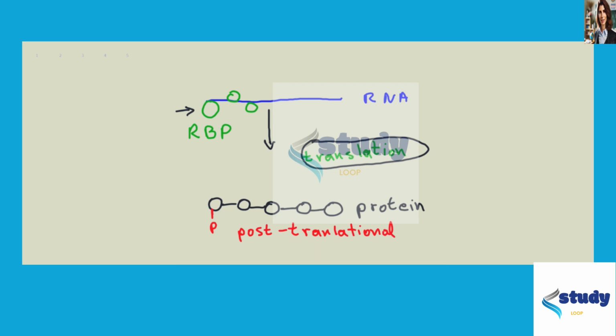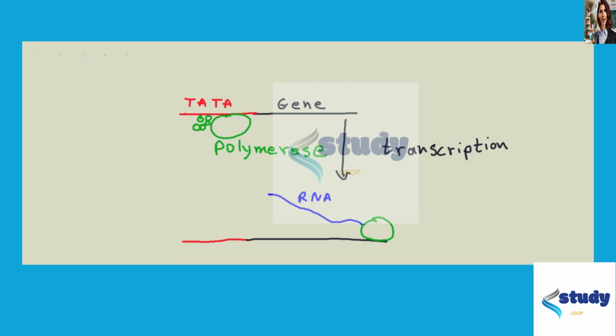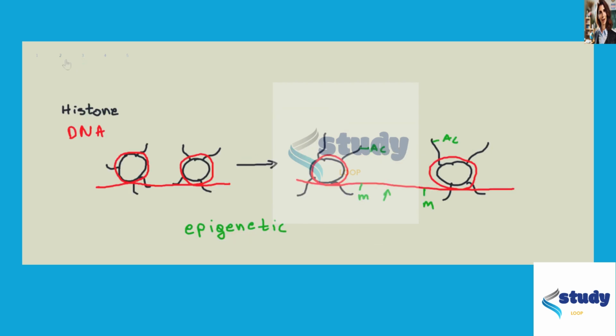So as we saw, gene expression can be affected at the post-translational level. It can be affected at the translational level, at the transcription level, and at the epigenetic level. So the correct answer is D, the one that has all of these included in it.